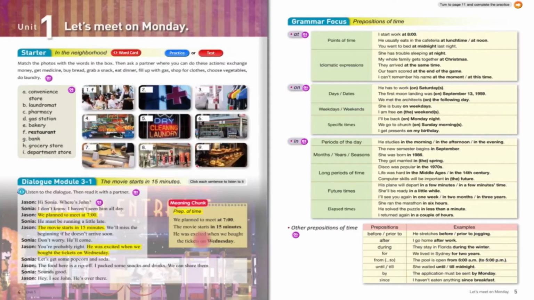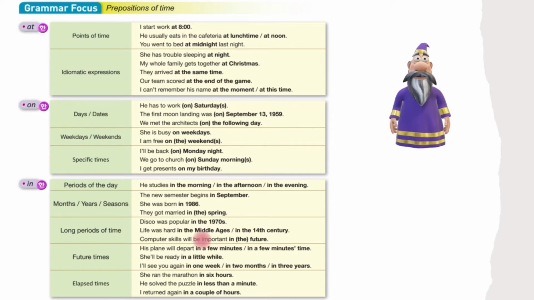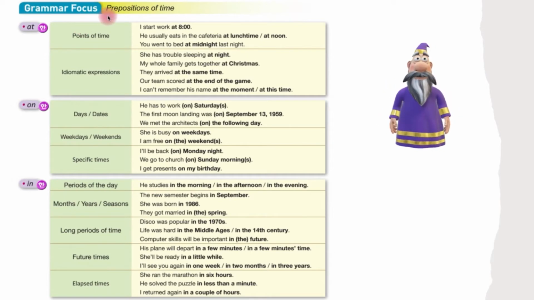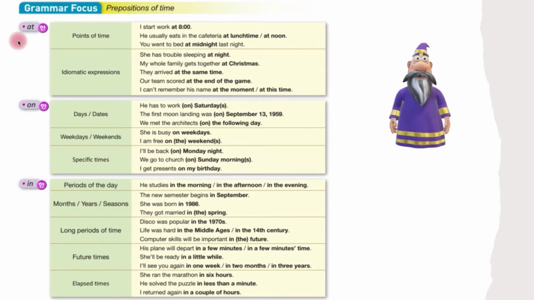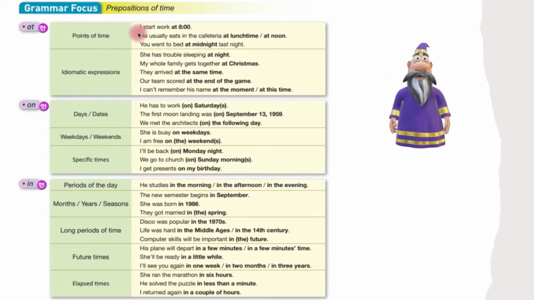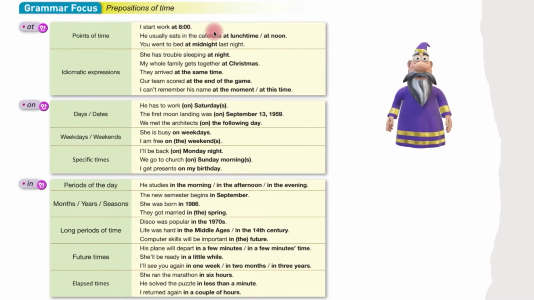Grammar focus. We have a lot of grammar to go through here. We are talking about prepositions of time. We have the preposition at. Point of time. So I start work at 8, meaning my work begins exactly at 8 o'clock.